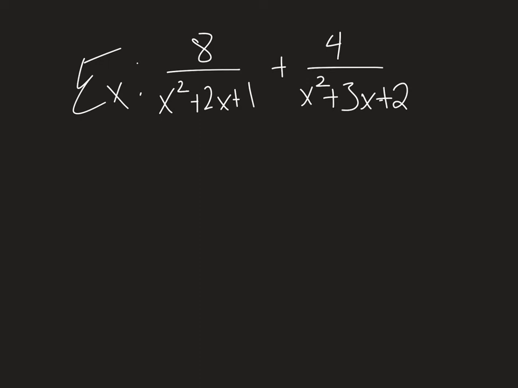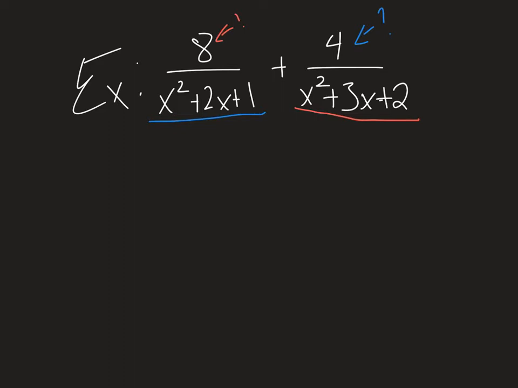First we have 8 over x squared plus 2x plus 1, and we're going to add to that 4 divided by x squared plus 3x plus 2. Looking at this originally, it looks like a mess, and it kind of is. So the idea here is we need to make common denominators. Now, I don't know if I necessarily want to multiply this whole expression times the 8 and this whole expression times the 4 to make my common denominator. There might be a simpler way.